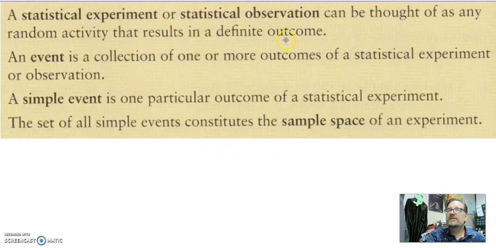We have statistical experiments and statistical observations. These are the same thing. They're just us observing something. An event is me doing the experiment once. A simple event is one of those outcomes. And then the set is my sample space, the entire experiment is my sample space.